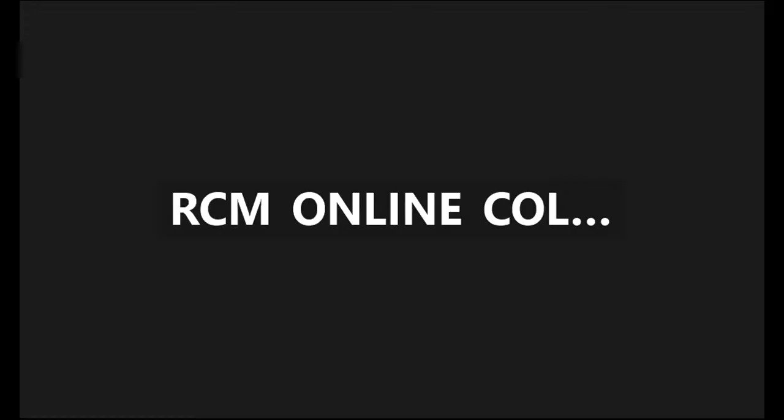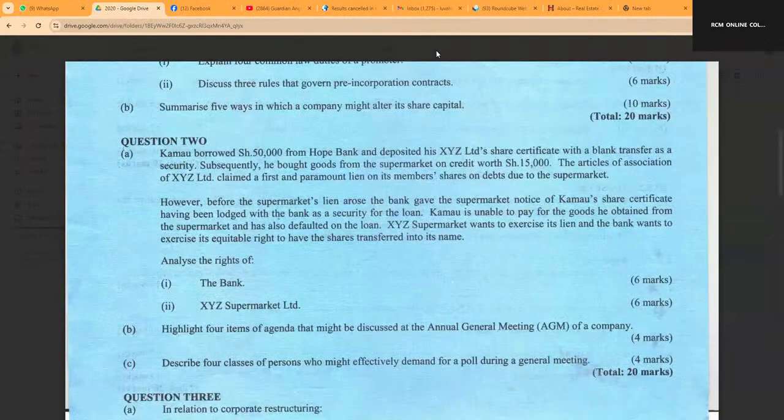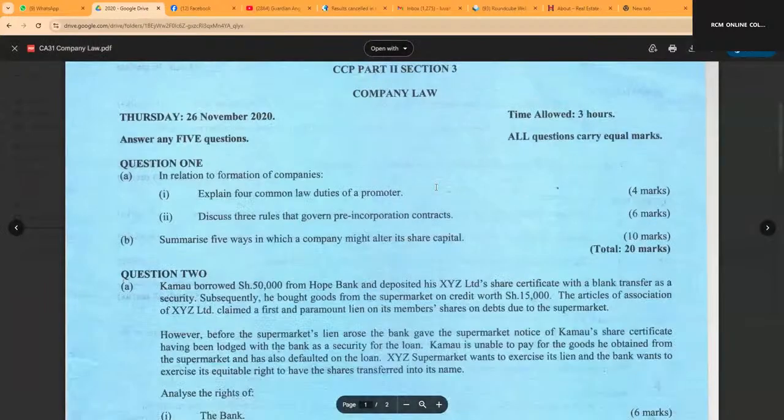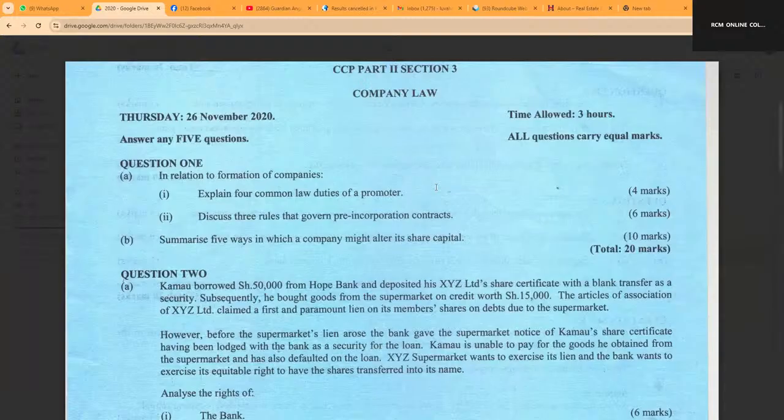So still this one, Alice, you can read for us. Alice, are you there? Yes, Alice, you can read for us. 1A. Yes, question number 1. In relation to formation of companies, explain 4 common law duties of a promoter. Roman 2. Discuss 3 rules that govern pre-incorporation contracts. Yes, thank you so much.